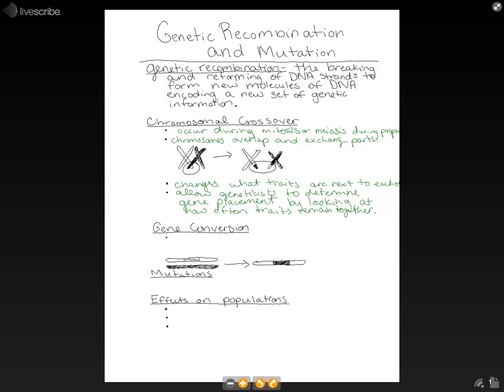Another type of genetic recombination is gene conversion. And that is when DNA is broken, other DNA can get copied in the repair process instead of the original DNA.